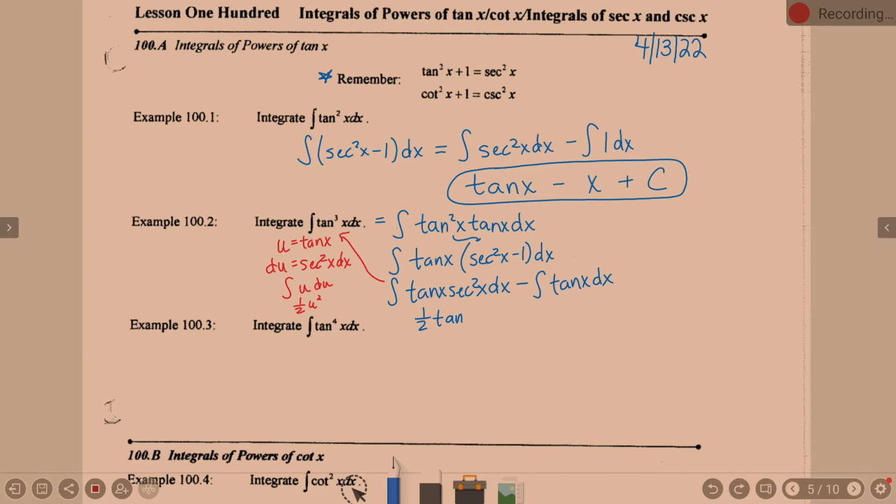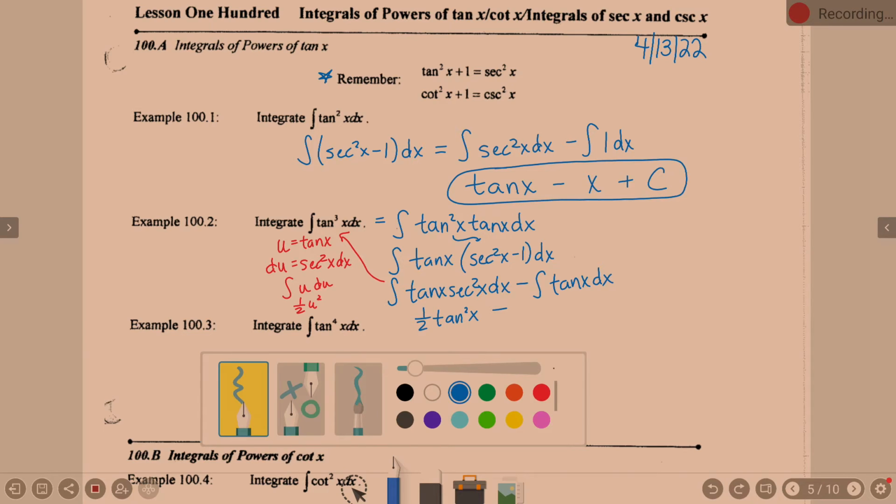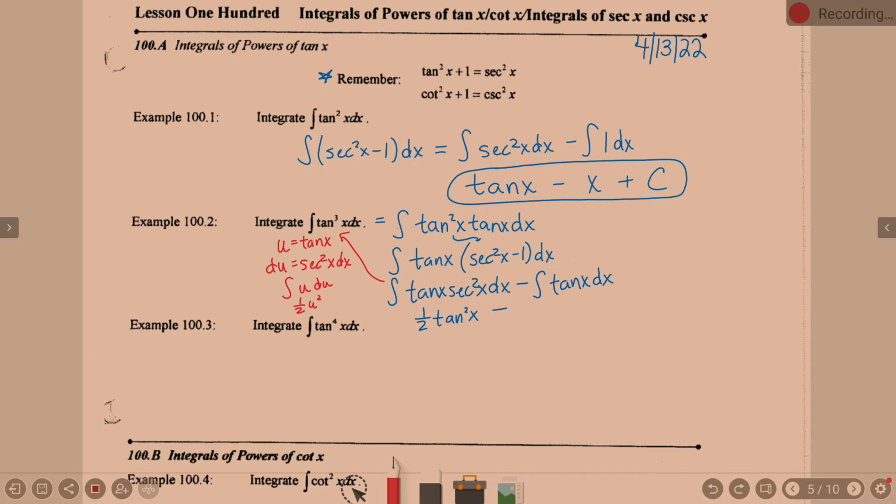Ooh, how much am I going to run in? I think I can make this work here. I don't want to go really down into the next problem because I need room on the next problem too. Okay, so that first piece is 1/2 tangent squared x, because you add 1 to the power and divide by the new power, right? Minus.